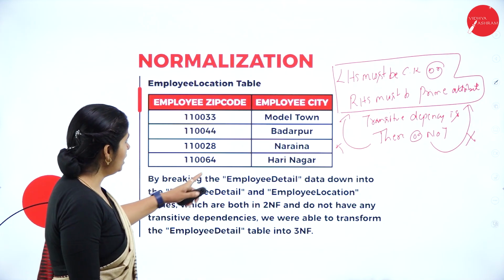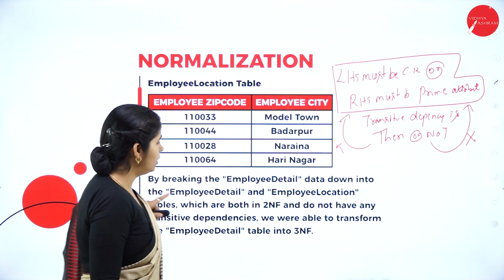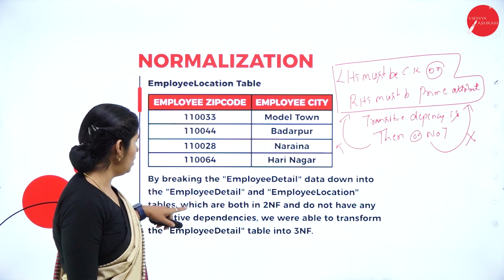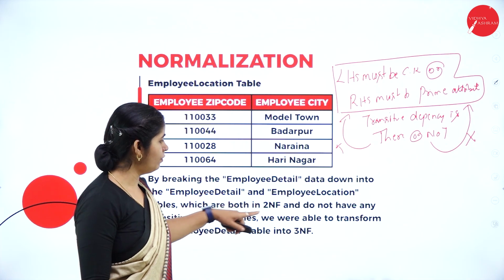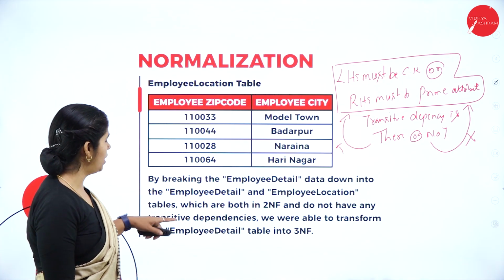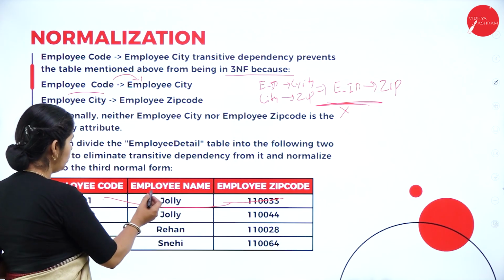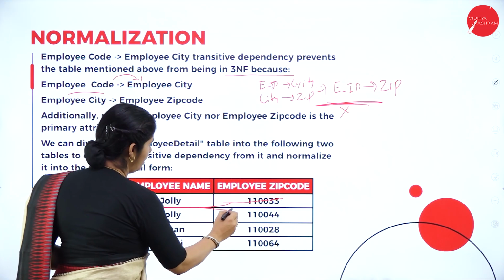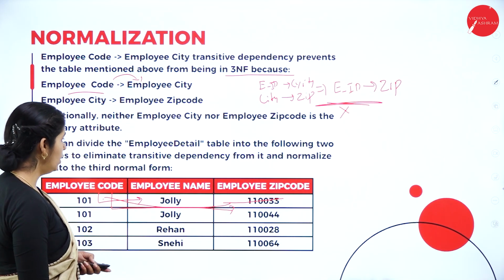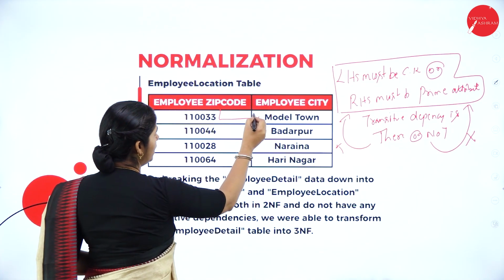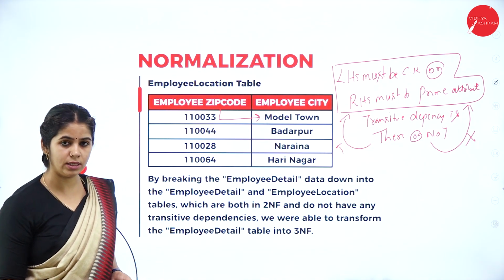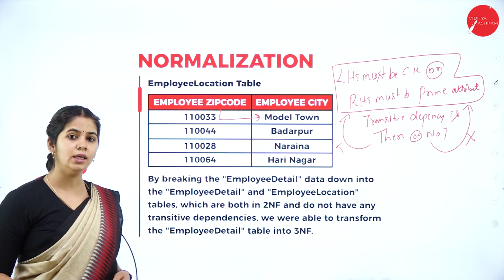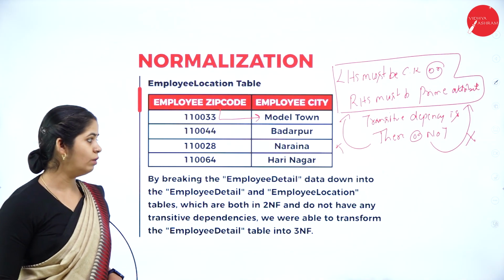By breaking the employee details data down into the employee details and employee location tables, both are in 2NF and do not have any transitive dependencies. You can see here, we don't have employee code determines employee name determines employee zip code; here employee zip code determines employee city. There is no transitive dependency. So we can say now the relation is in third normal form.